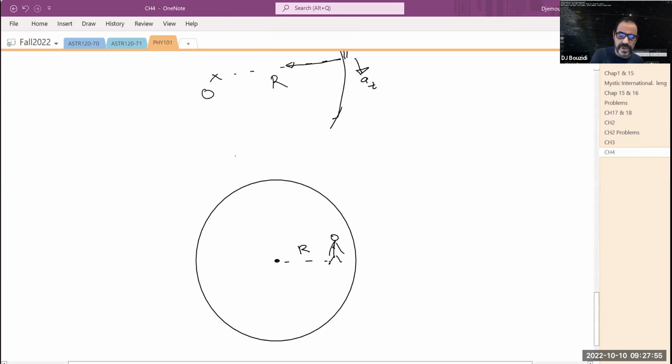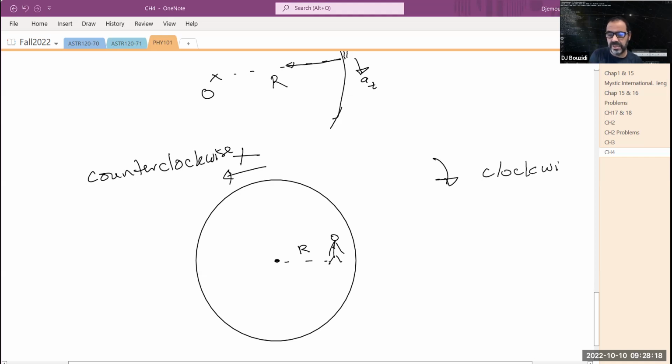If this merry-go-round is going around, by the way, this is against the clock, okay? The clock usually goes like this. I drew it in this direction. Usually against the clock is the positive direction by convention. So counterclockwise is positive. Clockwise is negative. This is how people agreed on things. So this is a negative direction.